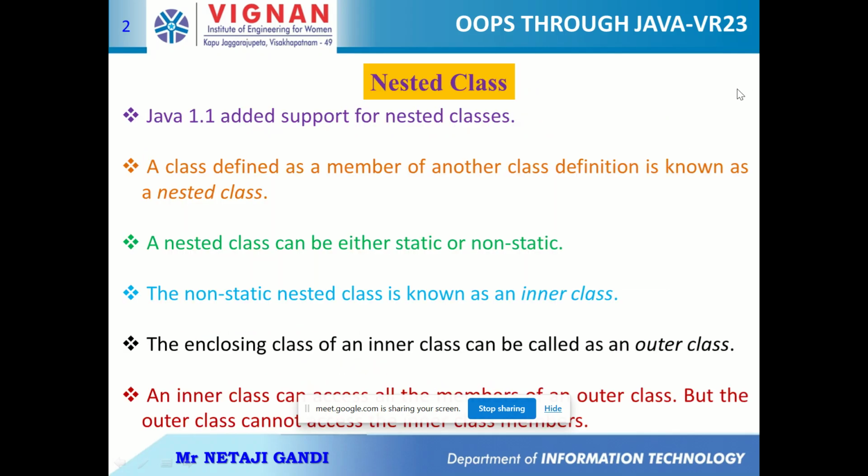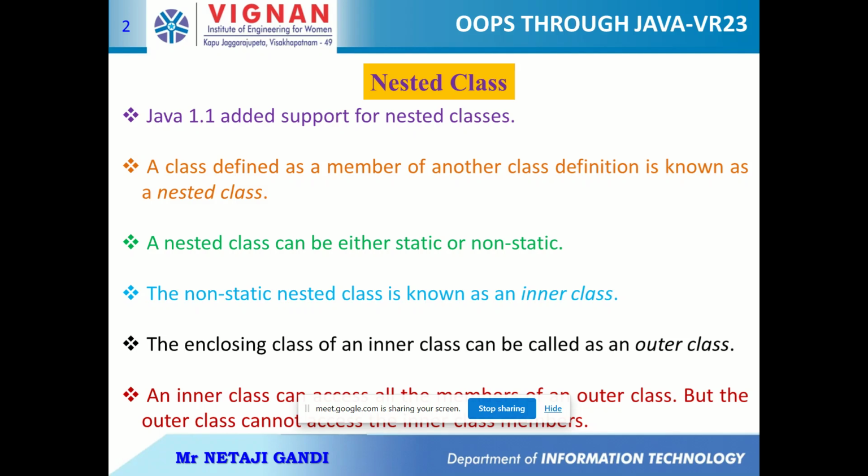So what is a nested class? Can anyone please tell me what a nested class is? A nested class is nothing but a class within a class. The nested classes are supported from Java 1.1. The initial Java versions did not support nested classes, so from Java 1.1 onwards the nested classes concept was introduced.